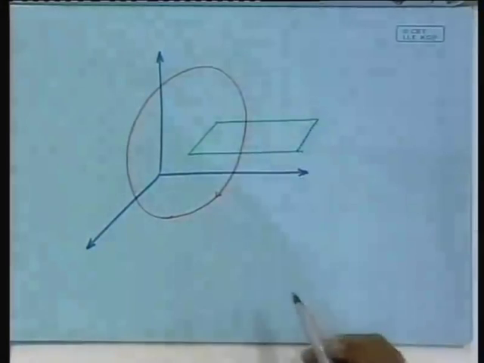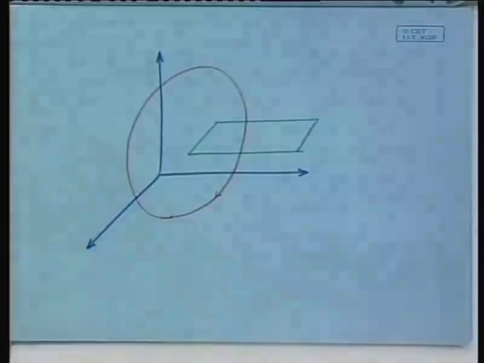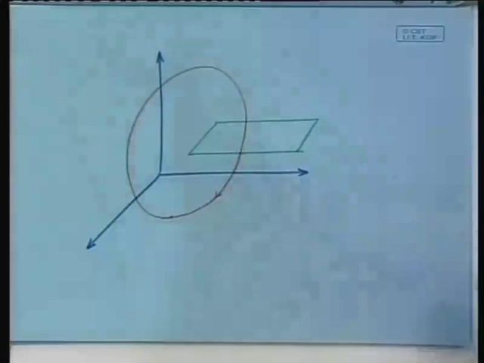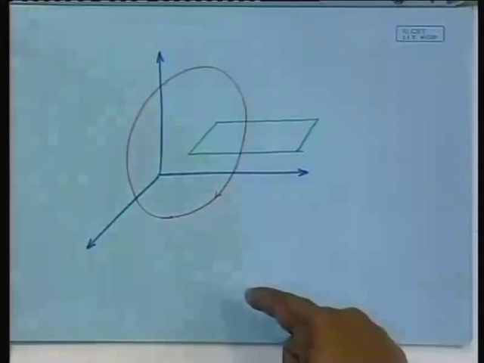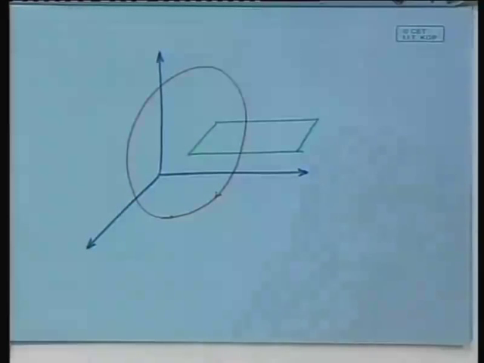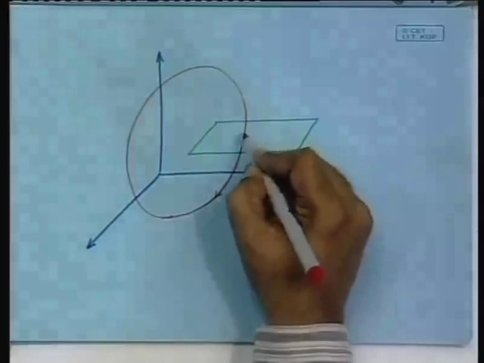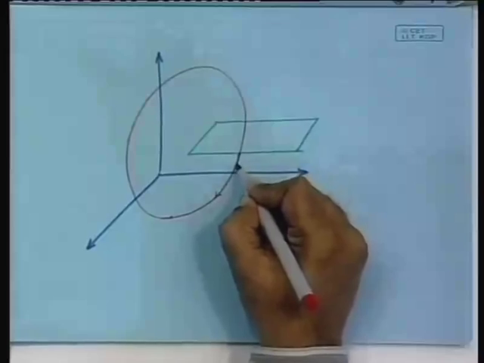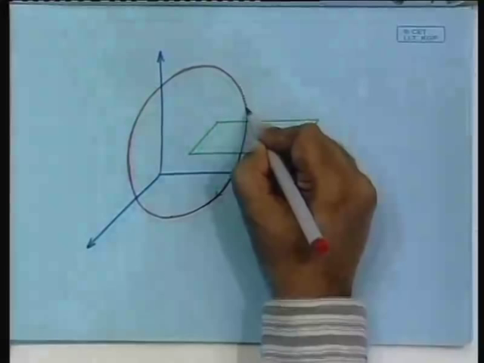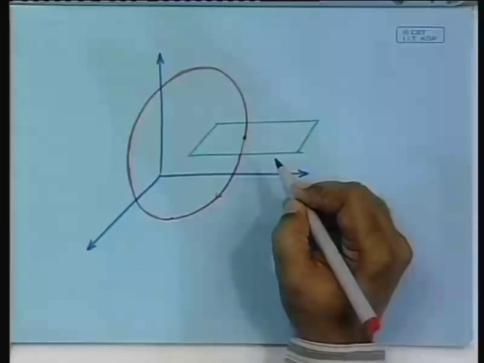He said, suppose you imagine an imaginary plane, a section in the state space that intersects the orbit, which means that the orbit will pierce this section and go to the other side. So the orbit will go like this, and at this point it will pierce the section. Okay.